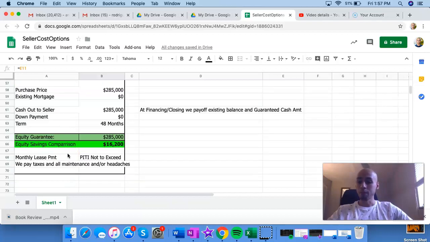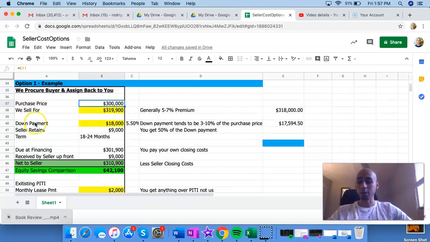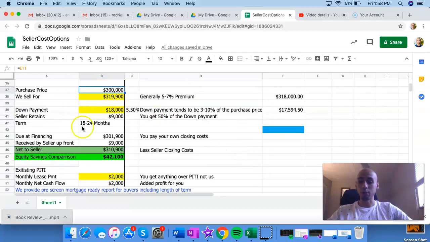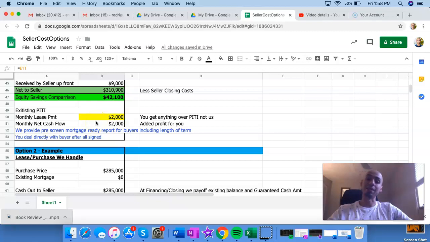All right. So that's how I position the wholesale and lease purchase options. Really simple. Just show them what they'll net with a realtor, show them what they'll net with you regarding both options, and then let them decide. Let them tell you which option they like better, and then you can get more detailed as far as the actual numbers. All right, so that's really it.